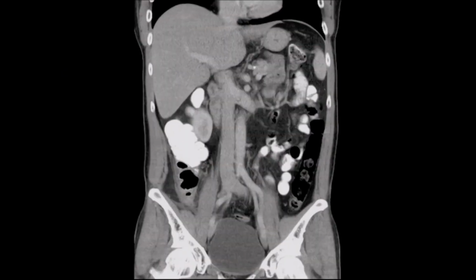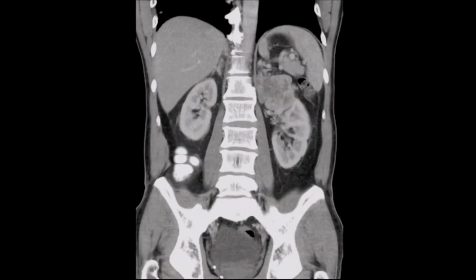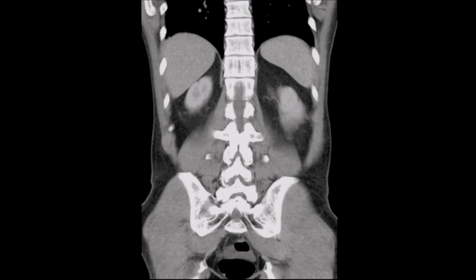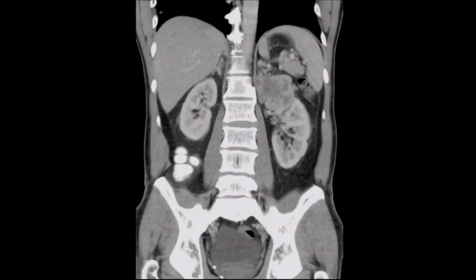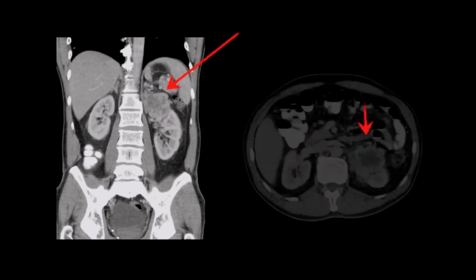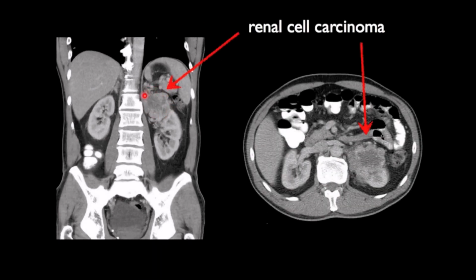This patient also has an unrelated but very important pathology demonstrated on these images. Here in the left renal upper pole there is a heterogeneous mass which is quite large and is invading beyond Gerota's fascia and probably getting into the left adrenal gland. This appearance is consistent with a renal cell carcinoma, which was an incidental finding in this patient, but obviously a very important one.